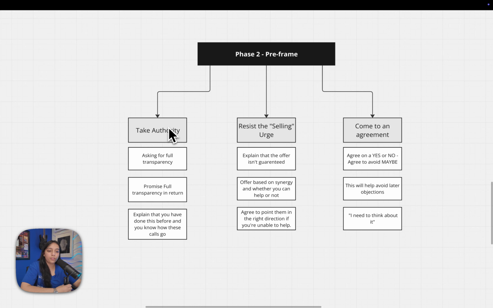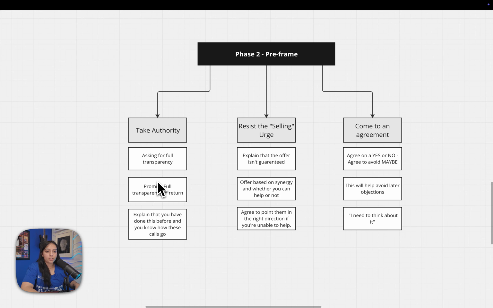You want to take control of the call by outlining that you have implemented your service dozens of times and you typically know how these calls run. You want to let them know that you're going to be fully transparent whether your service can help them or not. But in order to do so, you need their full transparency and you're going to promise your full transparency in return. And if you can't help them out, you're obviously going to point them in the right direction. By doing this, the prospect is going to let you ask certain questions about their processes and pain points, and they will truthfully answer.